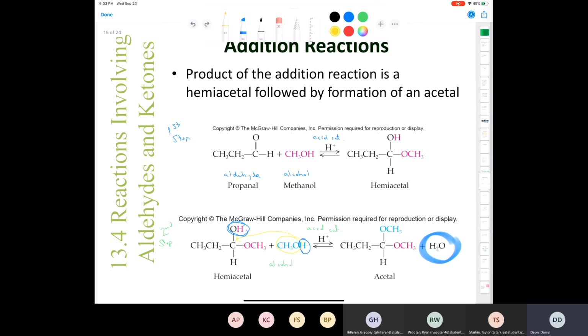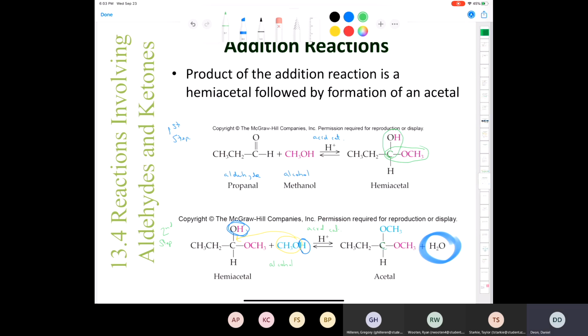All that is different is now you have two OCH3 groups. Before we move on, let's examine the hemiacetal again. Look, here's the carbon. It looks like it's got an alcohol on it, and it looks like it's got an ether in the same compound.